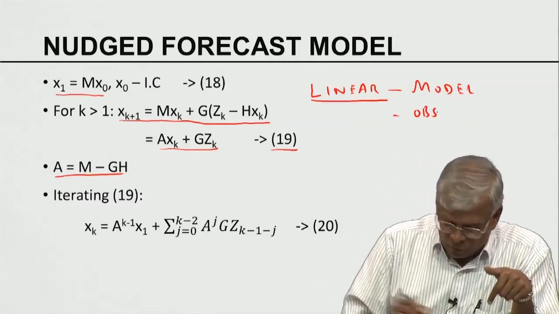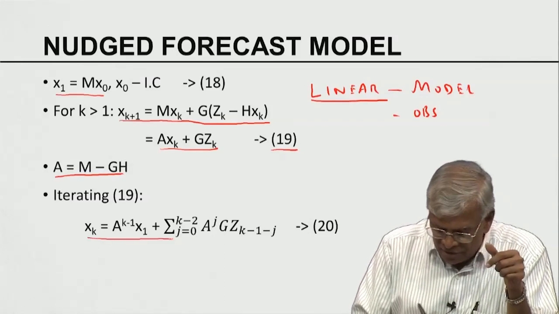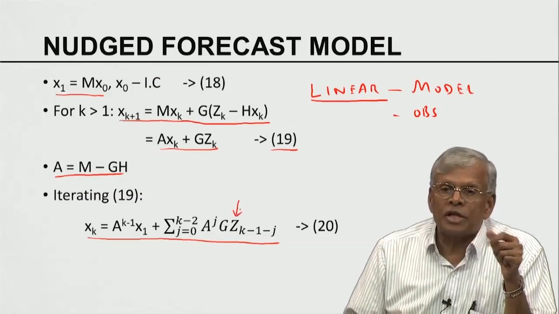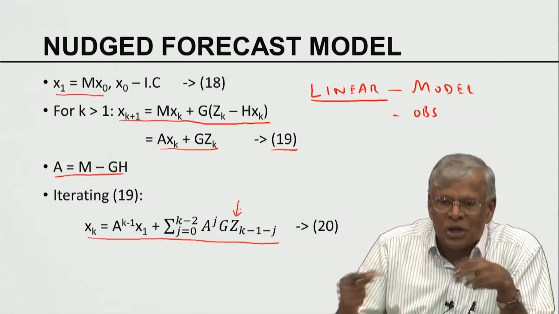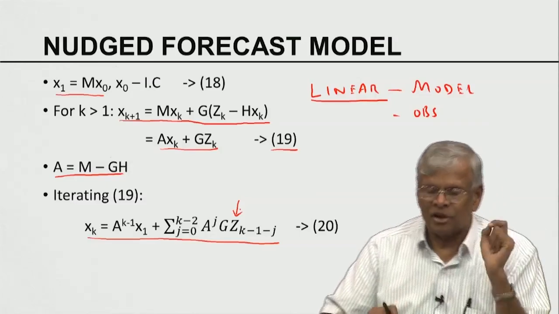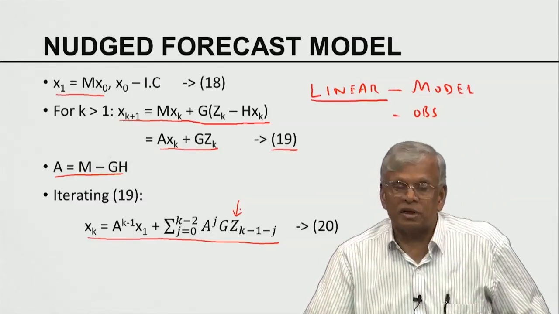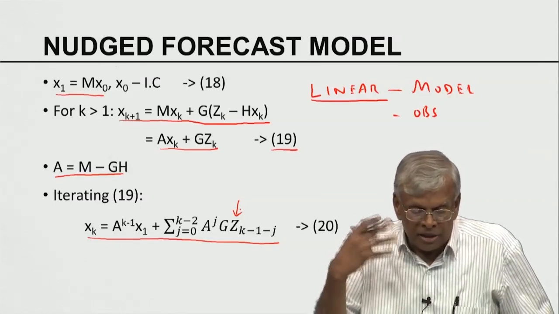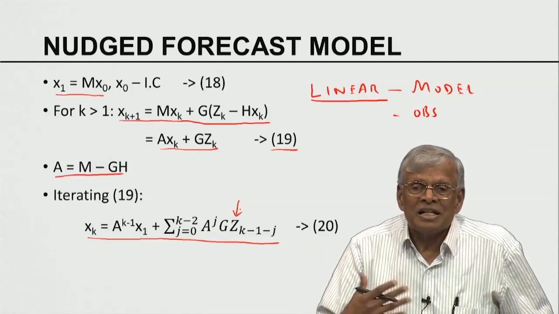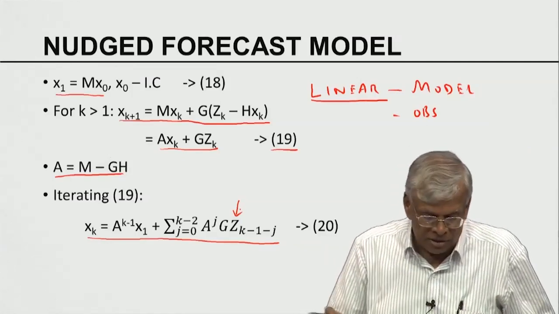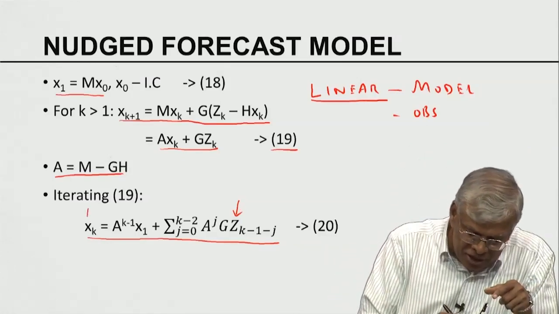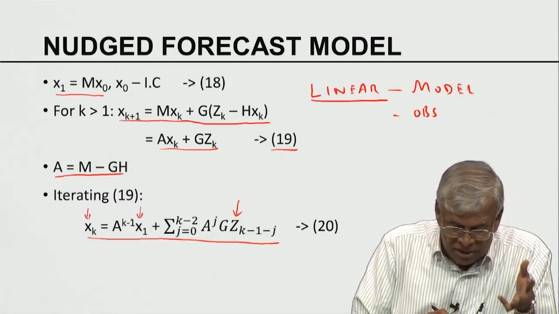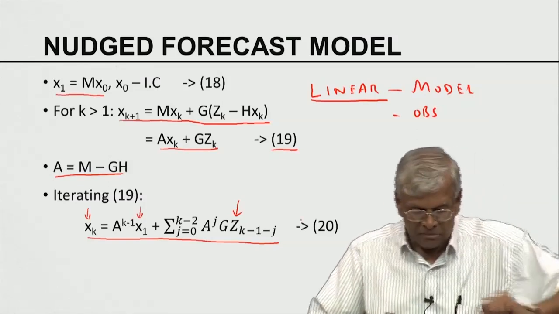So iterating this equation 19, I get this. And z k contains the unknown truth plus noise. So the noise is embedded within the z k term. I hope that's clear. So 20 is obtained by iterating 19. A simple iteration gives you the expression. So what is this expression? The nudged state at time k depends on the state at time x1 plus anything beyond.